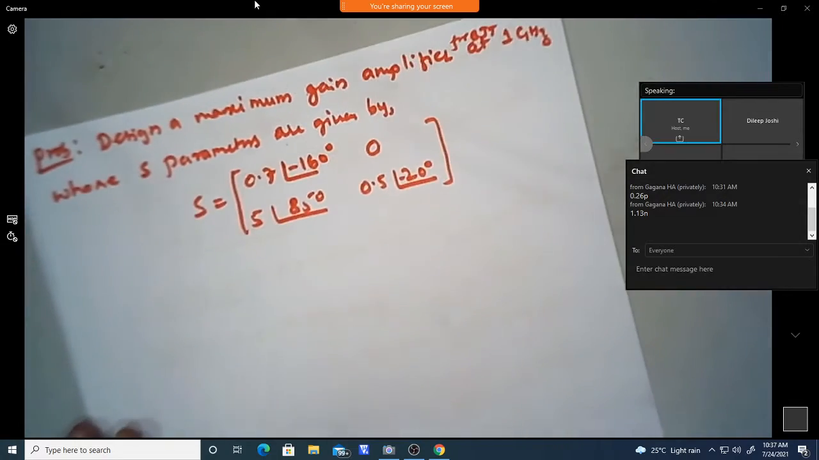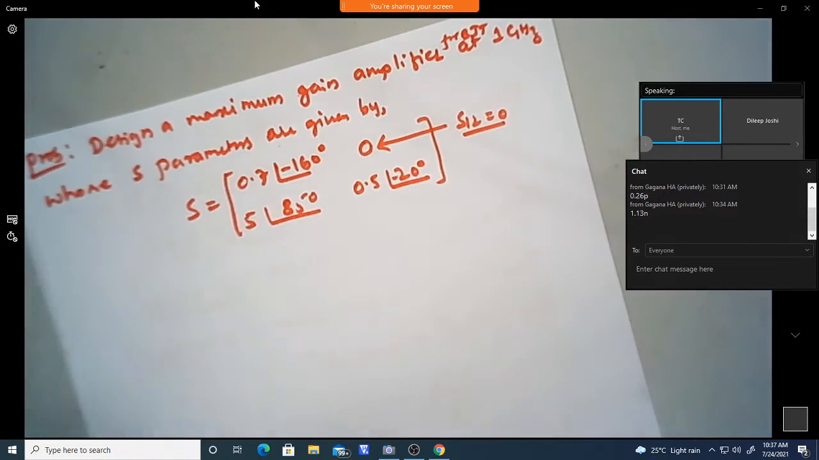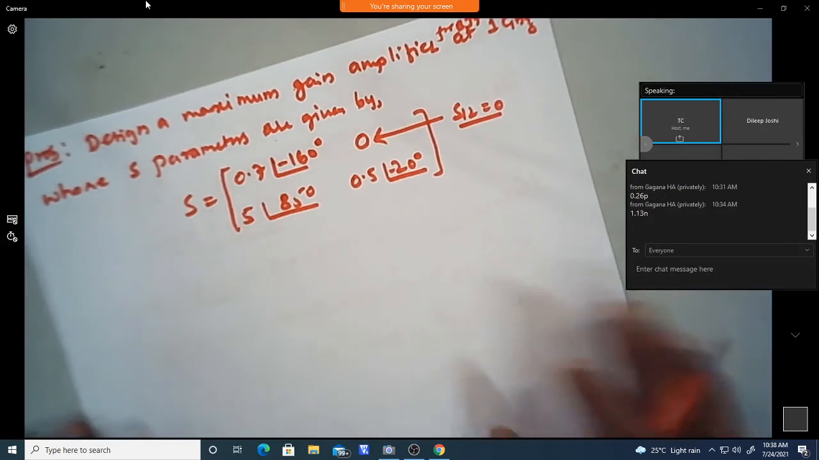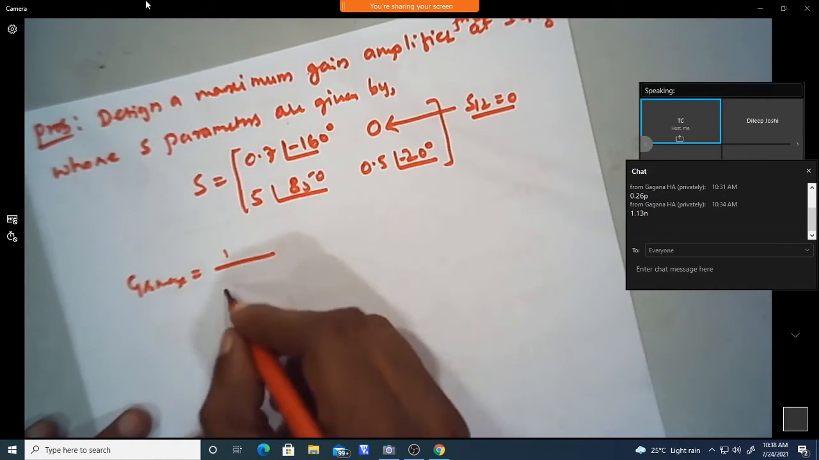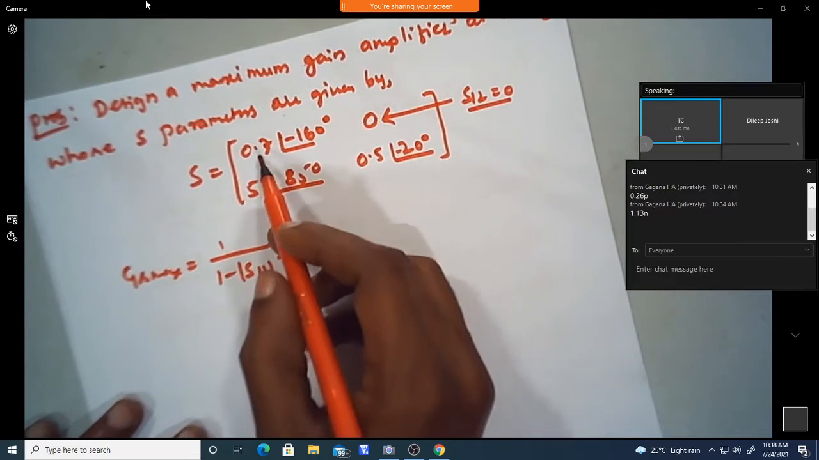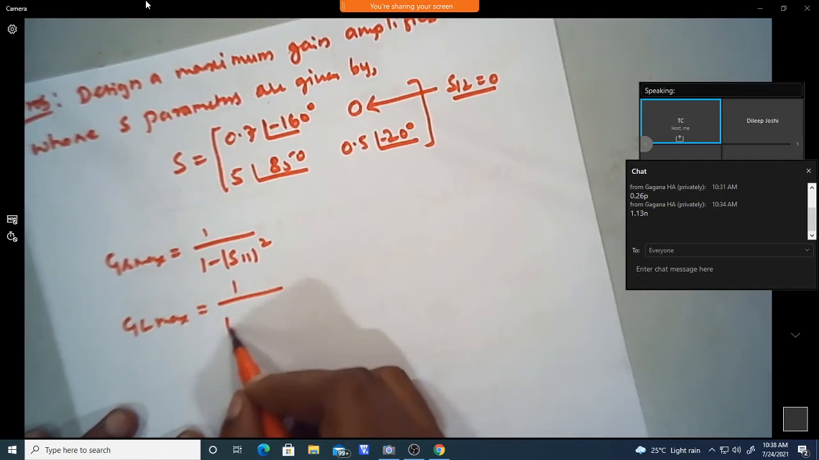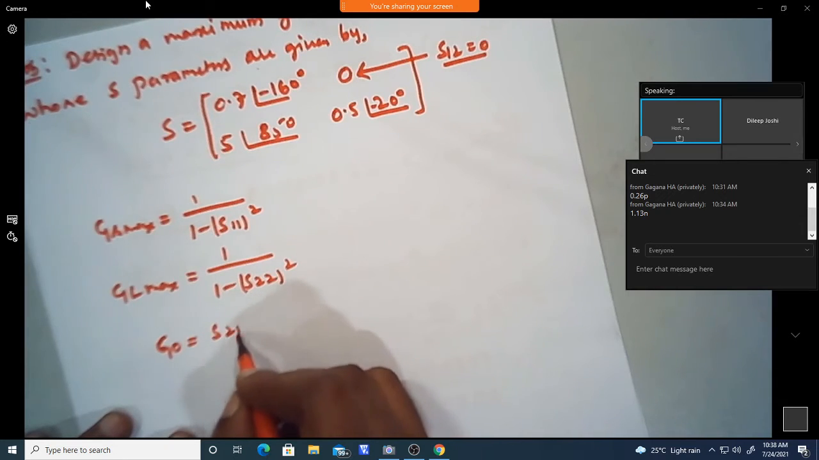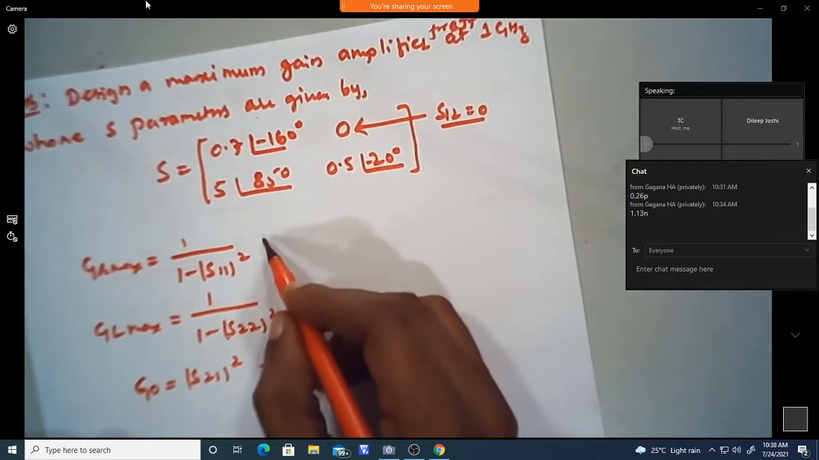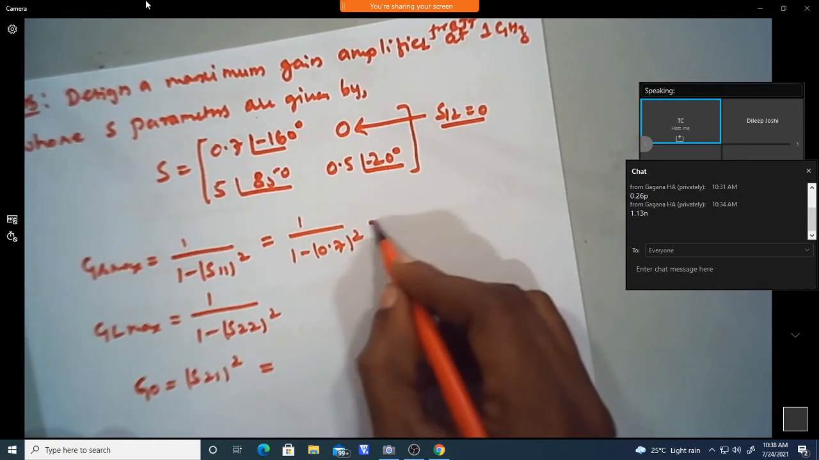Now here we don't have to assume anything because S12 is 0. So directly we can use the unilateral design. Now find out GS max, the source side, which is 1 over 1 minus S11 squared. Find out GS max, GL max, and also G0, by putting in the values. What is the value for 1 over 1 minus 0.7 squared?